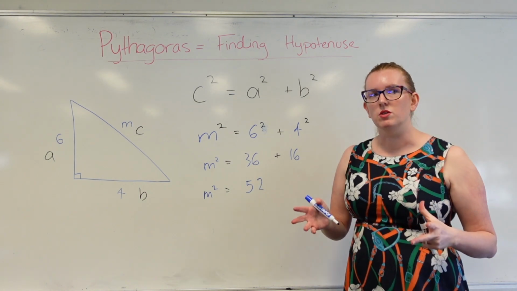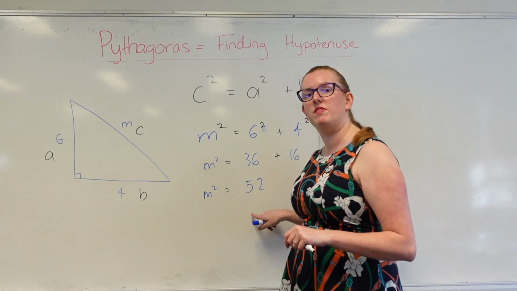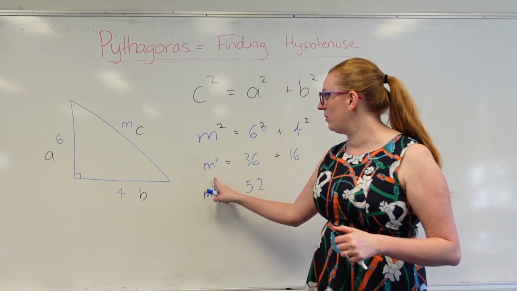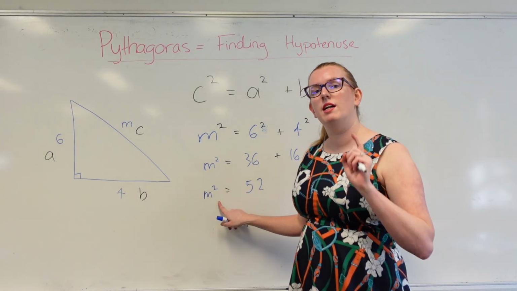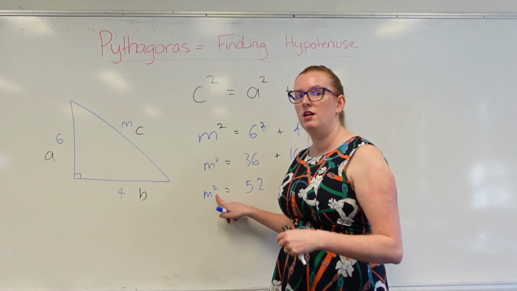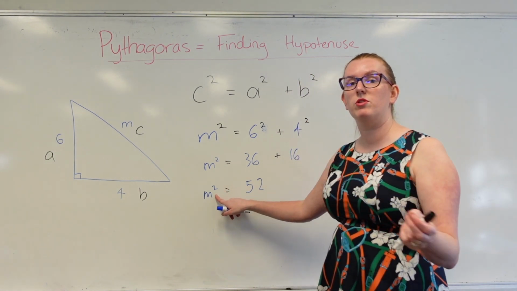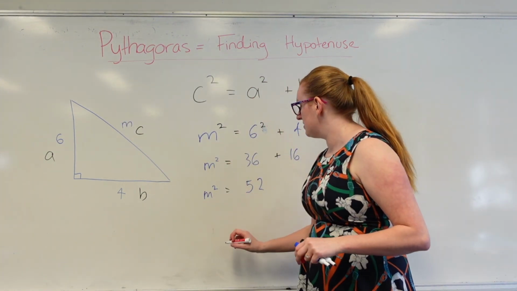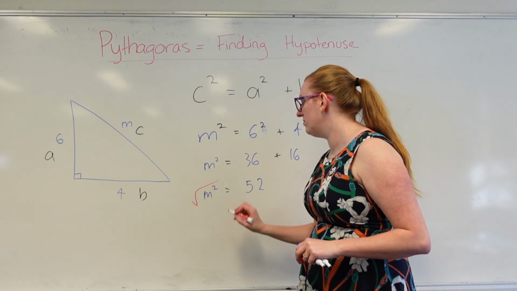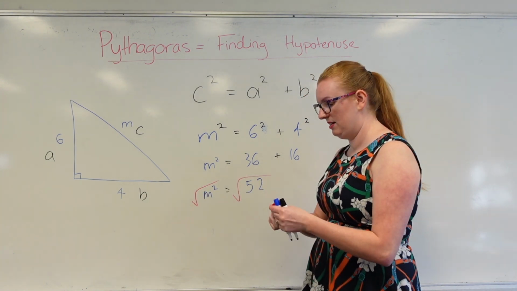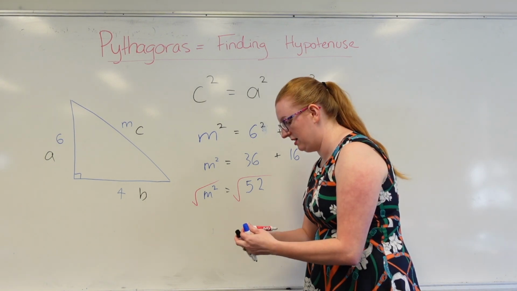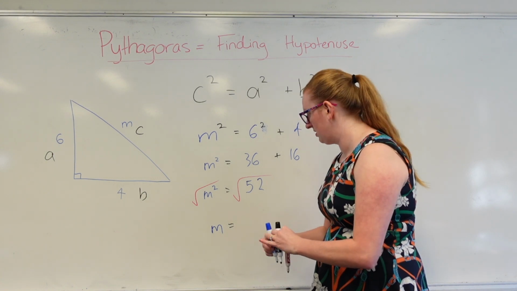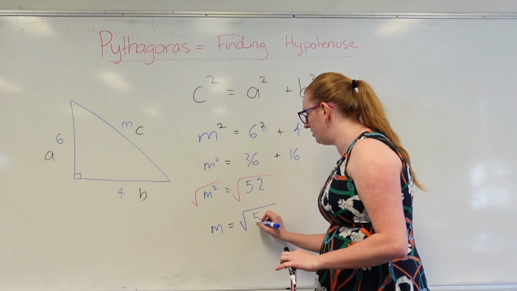Okay, cool. So it tells me that m squared is equal to 52, but I don't want m squared, I want m just on its own. So I need to figure out a way to get rid of this little squared symbol here. I need to do the opposite of what is happening here. So I need to square root, because square rooting is the opposite of squaring something. So essentially what I'm going to be doing is going square root of this side and square root of this side. And what that will look like is m is equal to the square root of 52.